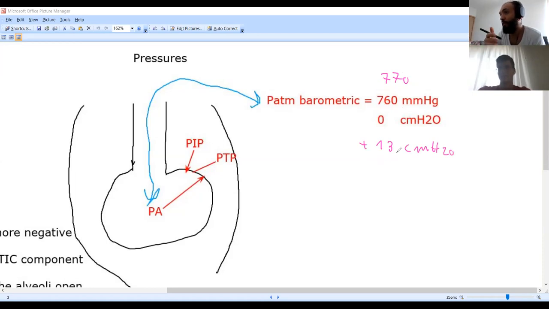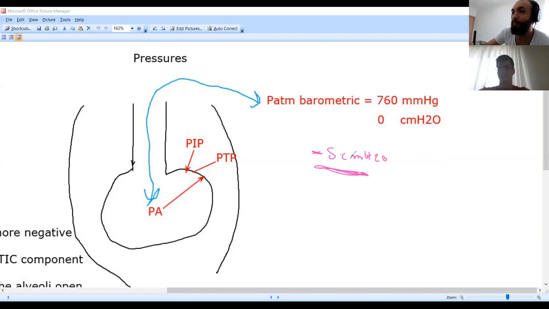It's positive. So I don't care about all these values, but I want to ask you something. When you see a pressure of minus 5 centimeter water, you know for sure that this pressure is under the atmospheric pressure. It's under 760. It's not actually a really negative pressure. It's only under the atmospheric pressure. That's what the minus means in centimeter water. You understand?